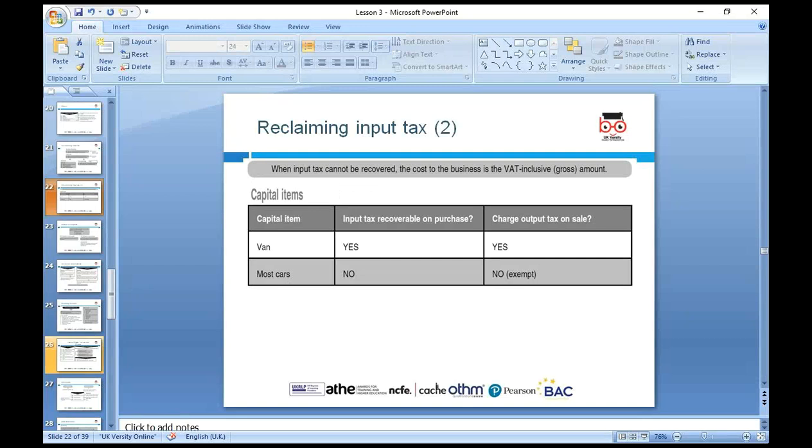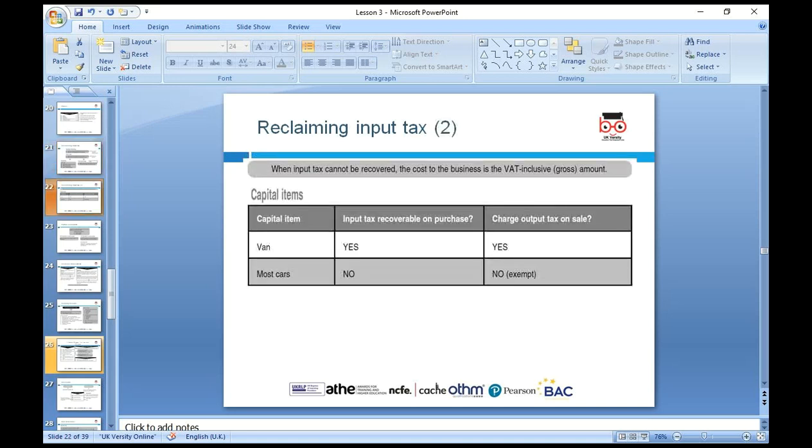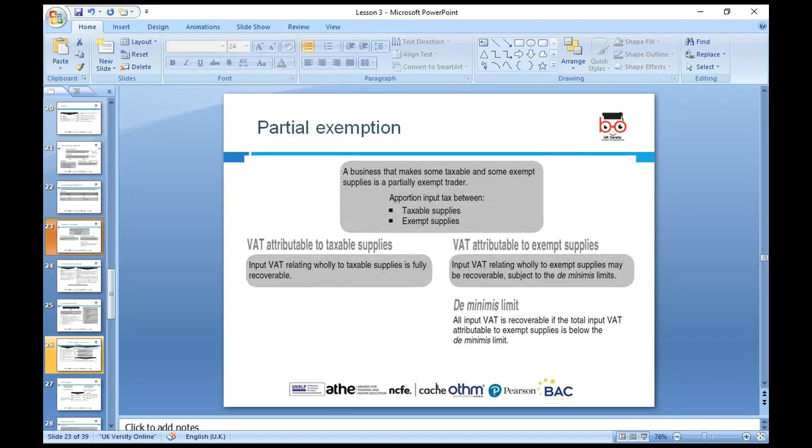So capital items, I did on the previous slide. If there's any private use, then you can increase the amount payable to HMRC. Yes, for private use we're not supposed to claim. Only for business, not for private use. Okay, the capital items, we know the capital asset. Yes.